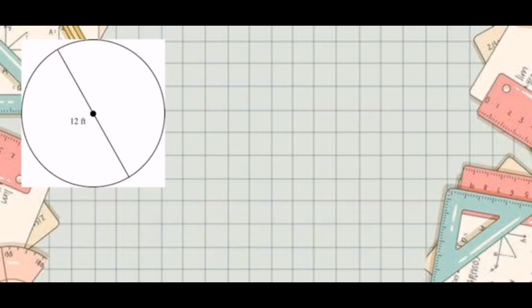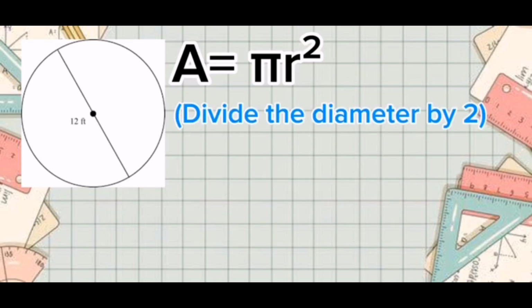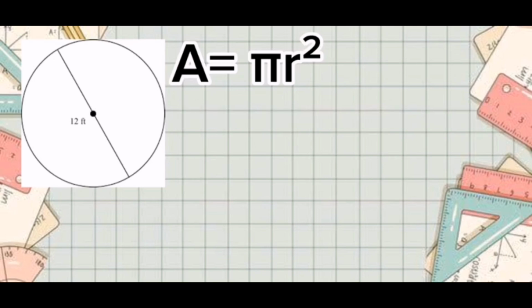Now, let's move on to finding the area given the diameter. For this example, we have a circle with a given diameter of 12 feet. The first thing that I'm going to do is write out the formula for the area of a circle. So, area equals pi times radius squared. Now, we are given the diameter, so we need to divide that diameter by 2 to get the radius, because remember, the radius is half of the diameter. So, 12 divided by 2 gives us a radius of 6 feet.